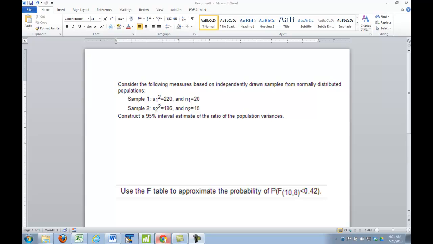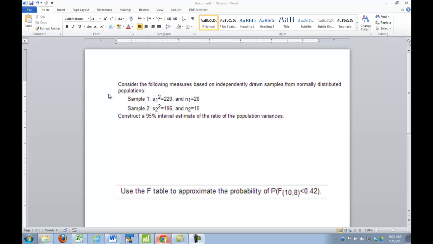So the Chapter 11 quiz, there are a couple questions that might be a little confusing, so I was going to walk through some things on those. The first one is: consider the following measures based on independently drawn samples from normally distributed populations. Two samples, we have the sample variances for each and the sample size for each. Then it asks you to construct a 95% interval estimate of the ratio of the population variances.